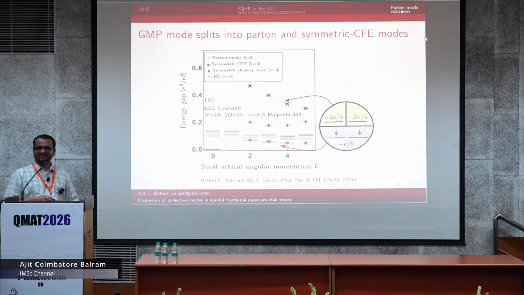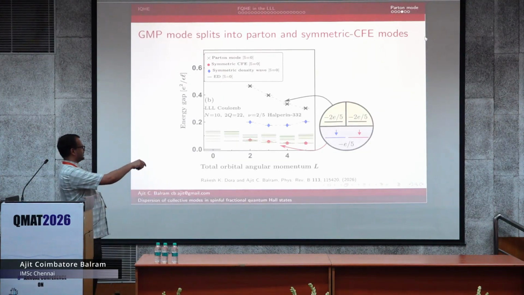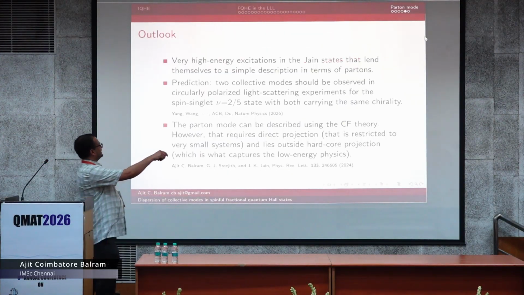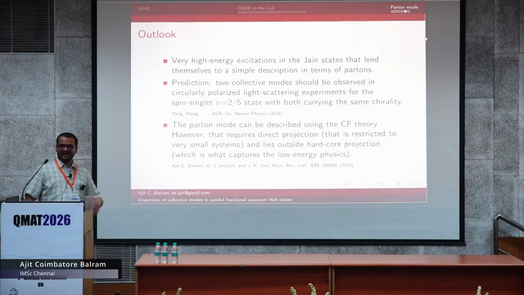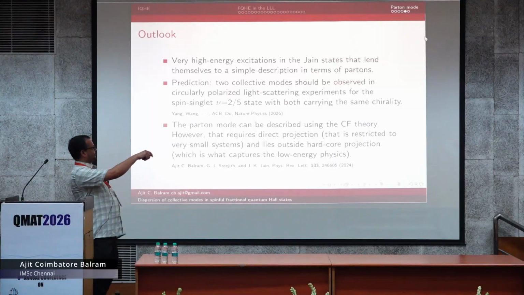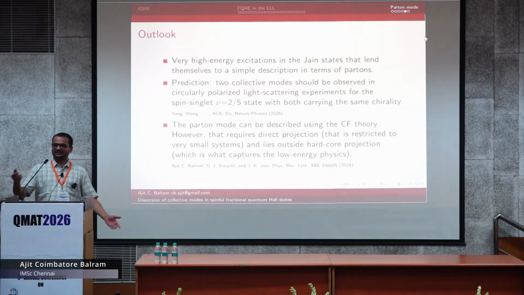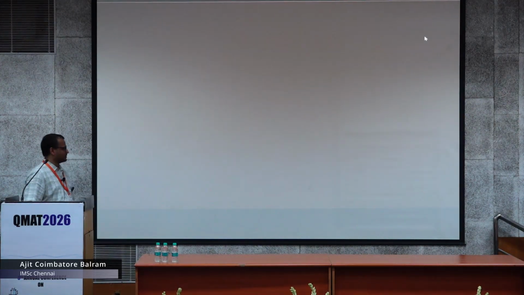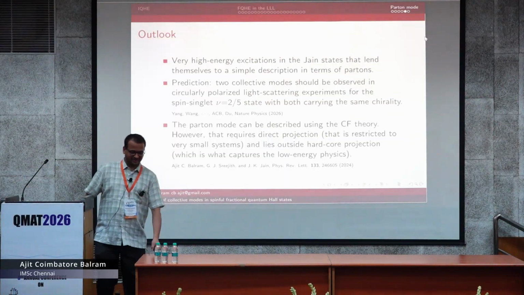So if you compute the dynamical structure factor, it is exactly the sum of these two modes. Okay, so let me end with conclusions. There are some very high energy excitations in the Jain states that happen to lend themselves to a simple description in terms of partons. The central prediction of our work is that if you do light scattering at filling factor 2/5 in the singlet state, you should see two collective modes. That will be in contrast to the fully polarized 2/5 state, where you will see only one collective mode. Okay, with that, let me stop, and I'll be happy to take questions.